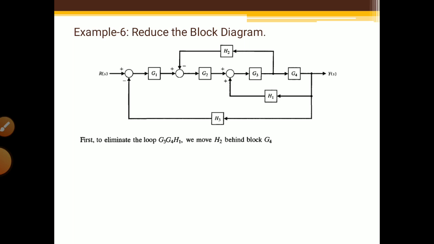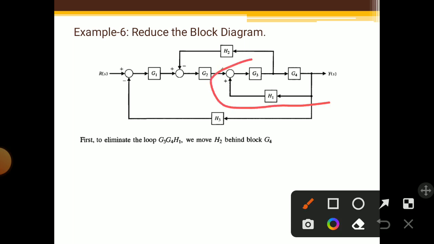Reduce the block diagram. So here in this case the different blocks are shown over here. So the first step is to eliminate the loop G3 G4 H1. So we have to eliminate this loop G3 G4 H1, we can eliminate. But what is the obstacle here? This point is the obstacle, this take-off point. Okay. So this take-off point is the obstacle. So we are moving this towards here. We are going to move this take-off point behind the block G4.